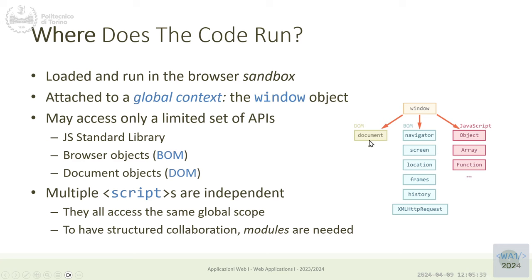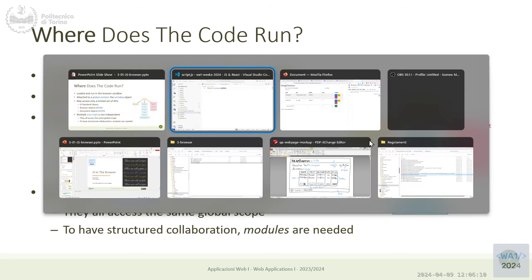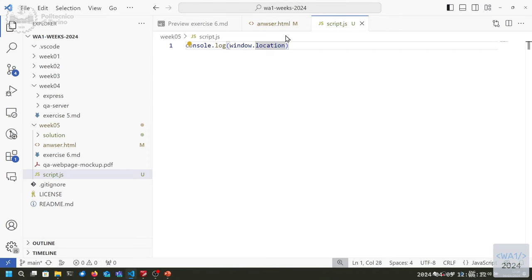And the third aspect, which is the most important one, is the document object model, which is a set of objects accessible by window.document or just document. Document is the reference to a tree of objects that represent the currently loaded web page, the current content of the loaded web page. So from the JavaScript code, we don't want to see the HTML code.